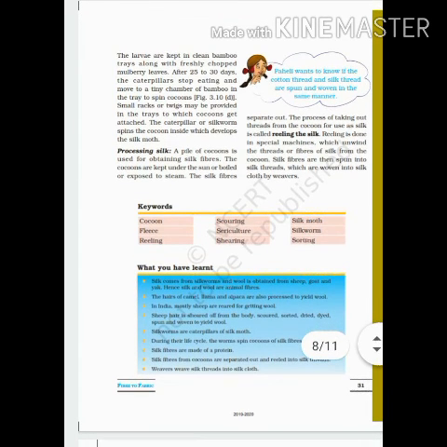In this chapter, the main keywords to remember are cocoon, scouring, silk moth, fleece, sericulture, silkworm, reeling, shearing, and sorting. These are the main keywords to remember for this chapter. And the main questions that can come in the exam are the life cycle of a silk moth, the process of production of wool or production of silk. This is all about this chapter.